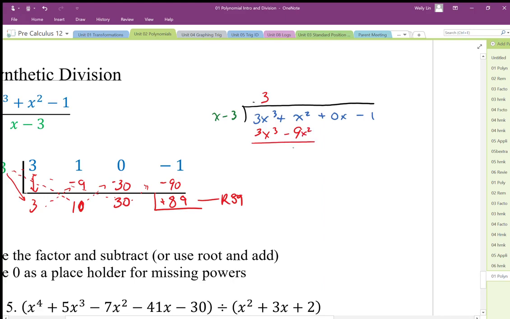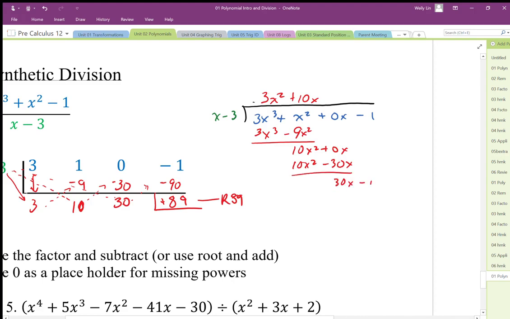Okay, so that's how I get the 10x squared plus 0x, and then the next number is, well, I need to plus 10x here. Okay, so 10x, we get 10x squared. 10 times -3 is -30x, and that's where we get this -30 up here. Okay, subtract, we get 30x.